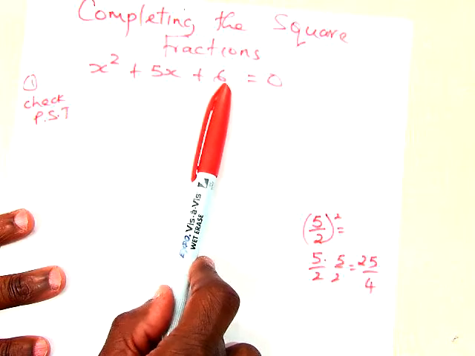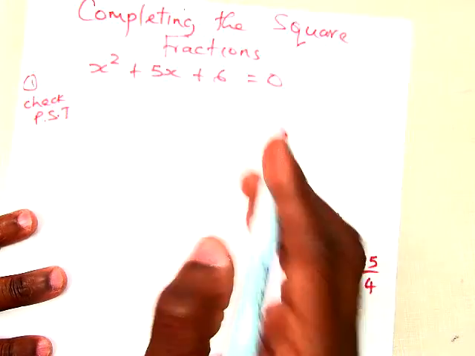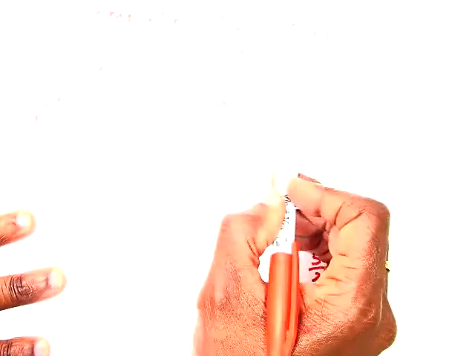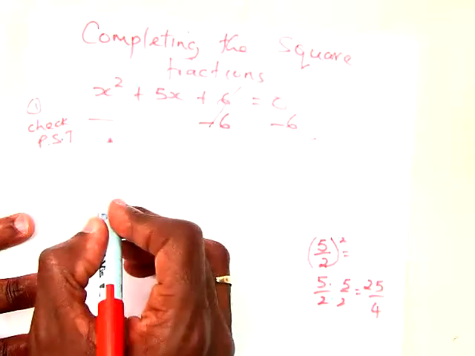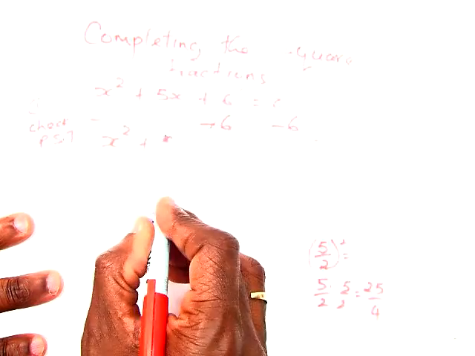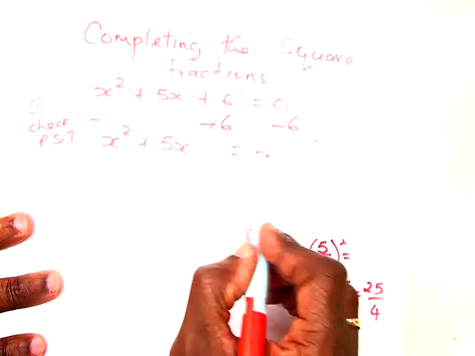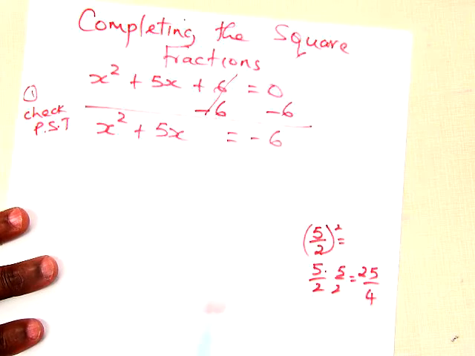So what I need to do is I need to get rid of this. So I'm going to use inverse operations. I'm going to subtract 6 from both sides. So once I've done that, that's gone. So now I have x squared plus 5x equals negative 6.